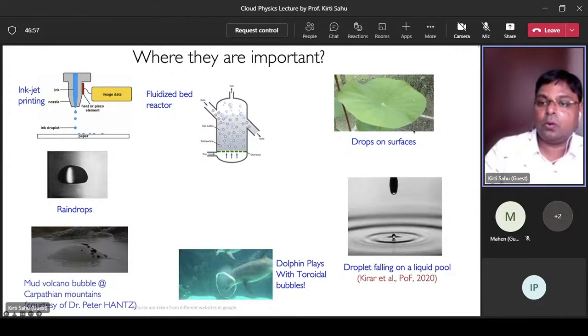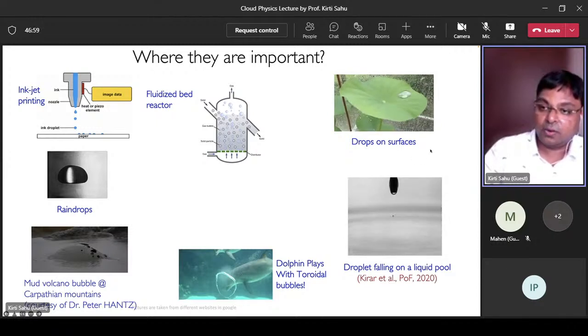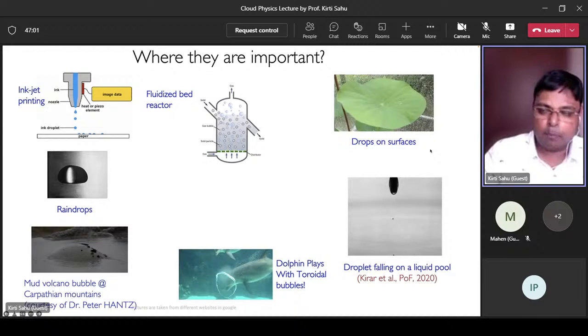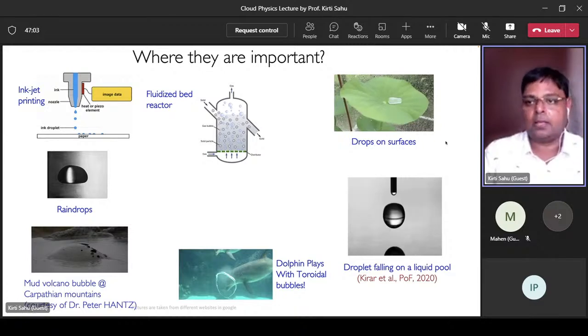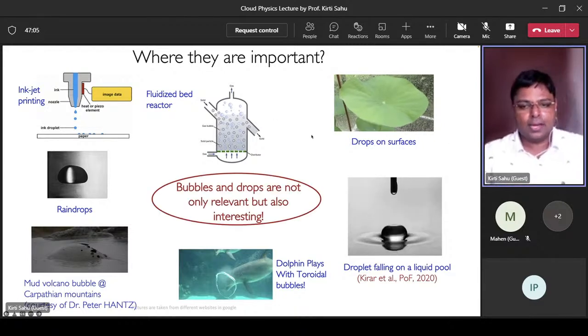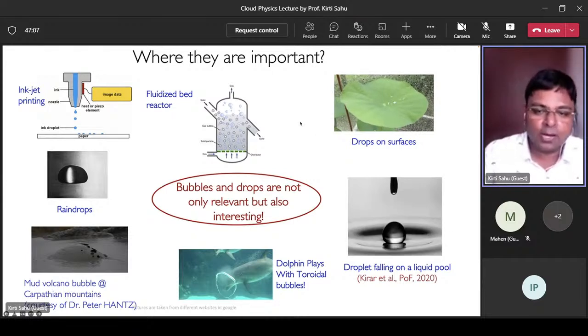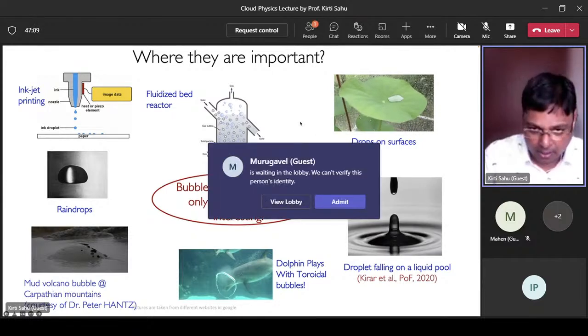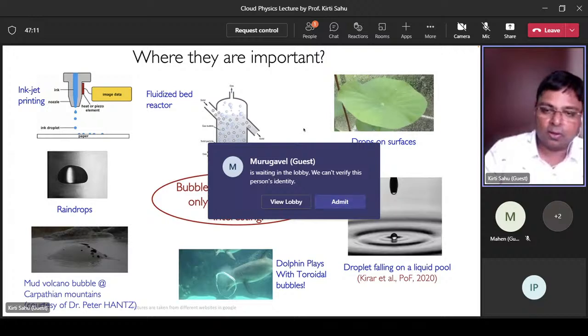We know that droplets on different surfaces have motivated many microfluidics applications. So we can say that bubbles and drops are not only relevant in many engineering disciplines, but also interesting.